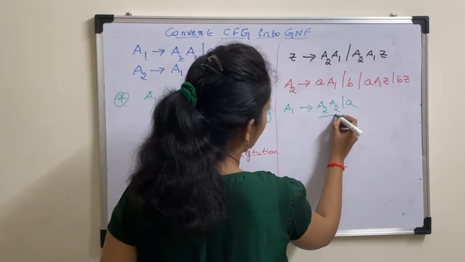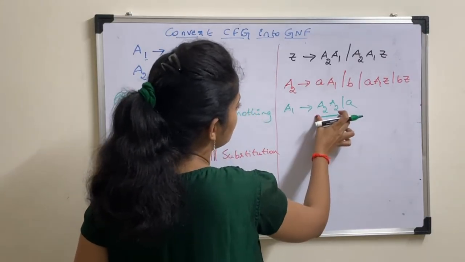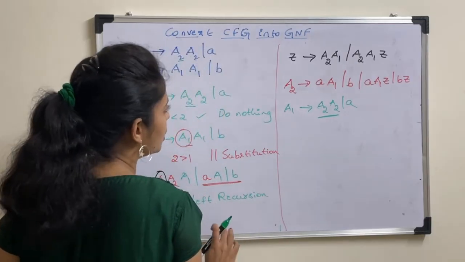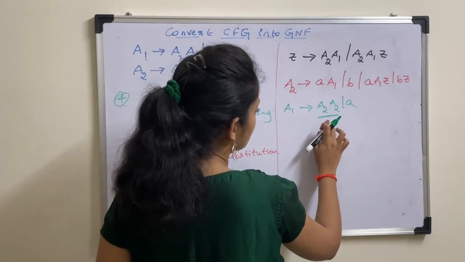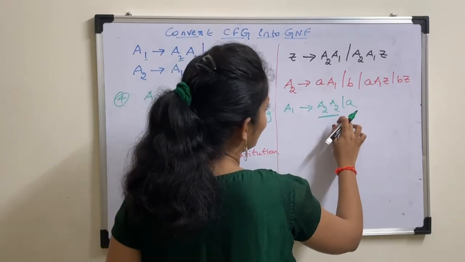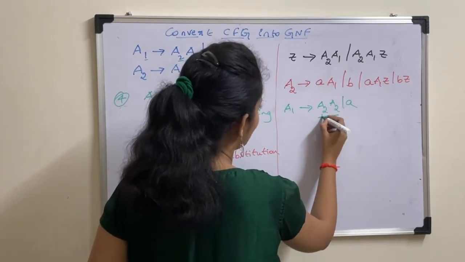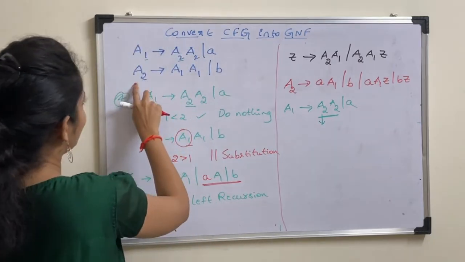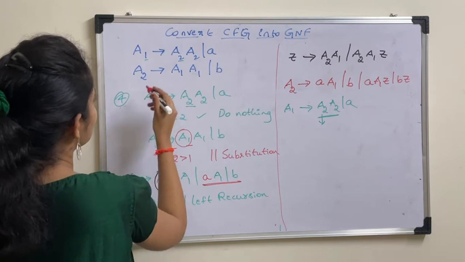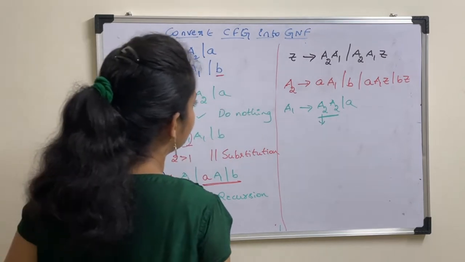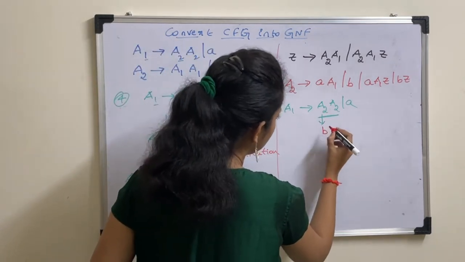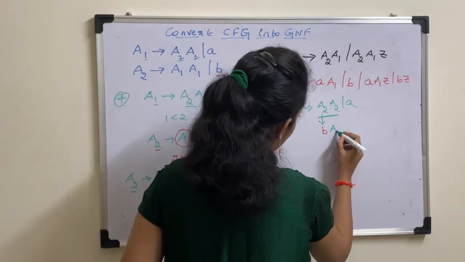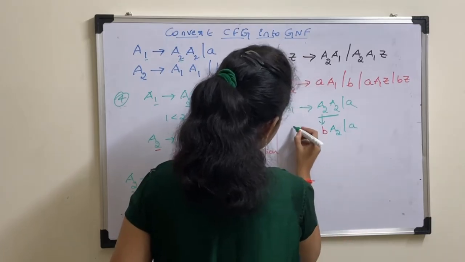That is, you cannot have two non-terminals or only non-terminals in the RHS of the production. So this should be in terms of a terminal followed by any number of non-terminals. So in place of A2, you need to substitute a terminal symbol. So check if A2 is providing any terminal symbol. Yes, it is producing B. So in place of this A2, write B and write the remaining production as it is.